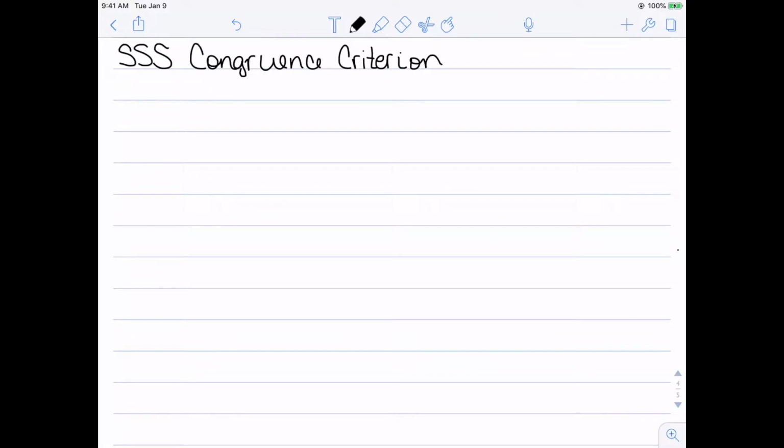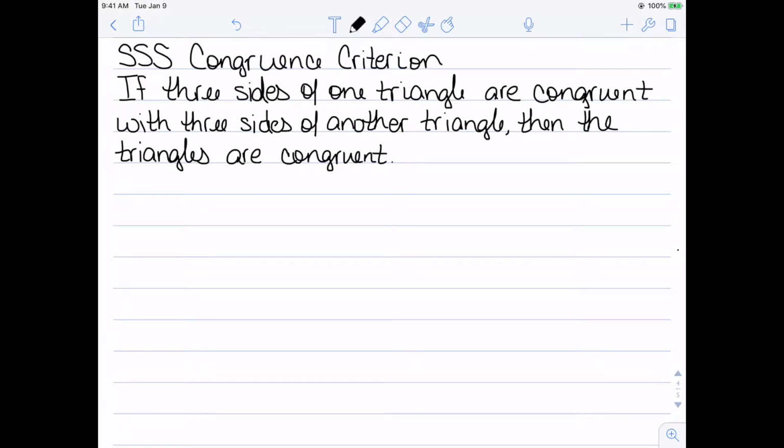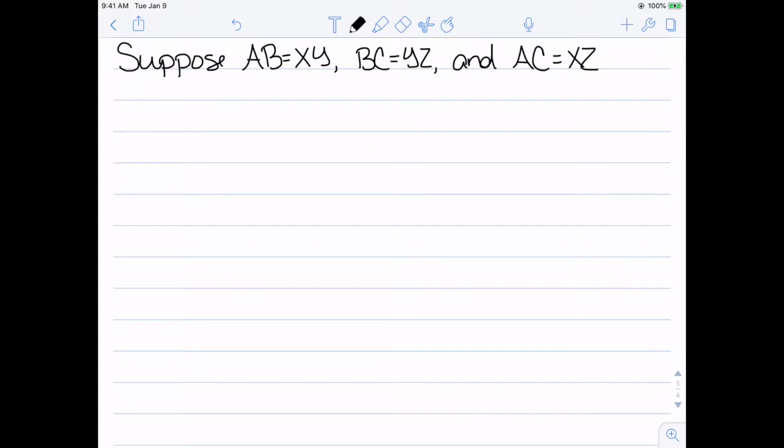We can now prove the SSS congruence criterion. This condition says that if 3 sides of one triangle are congruent with 3 sides of another triangle, then the two triangles are congruent. Let's suppose we have that AB is equal to XY, BC is equal to YZ and AC is equal to XZ. So we have all three sides of two triangles congruent.